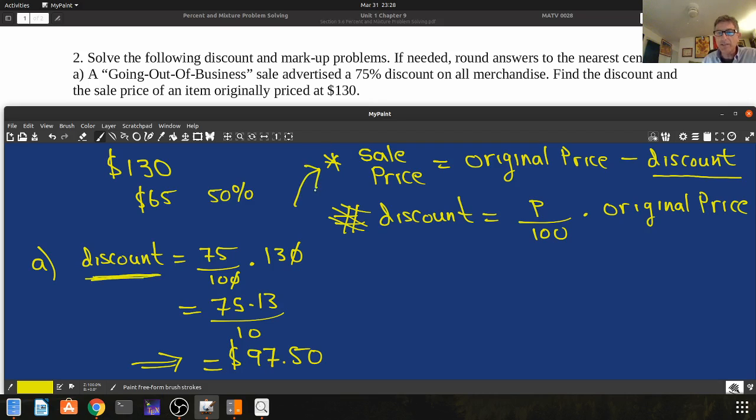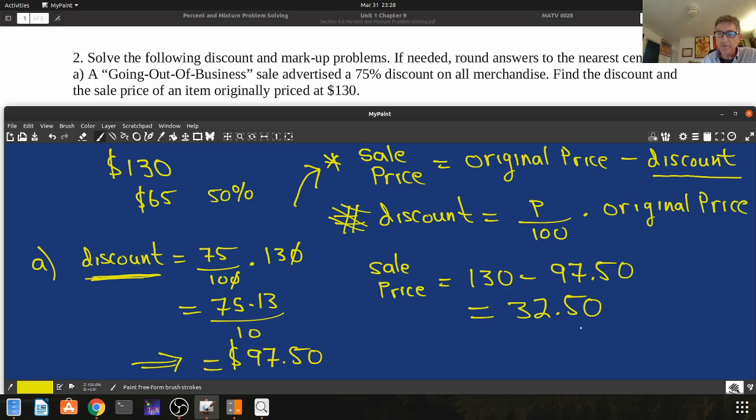So using my sale price, I can find out what it is. So the sale price is equal to the original price, which is $130, minus the discount, which is $97.50. And that turns out to be, wow, you're really getting a bargain here, $32.50. So let's do another one.